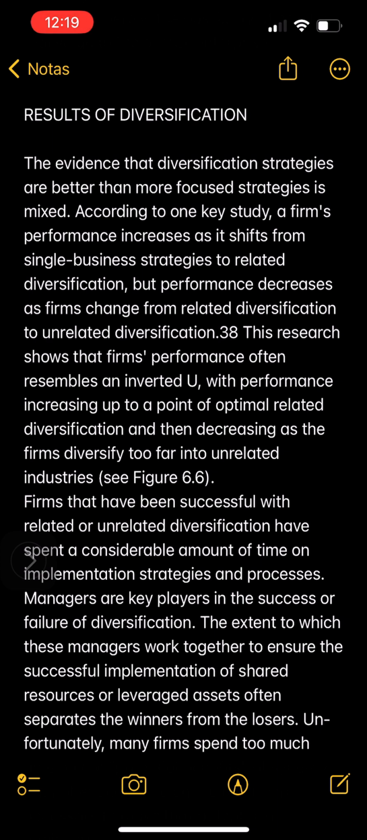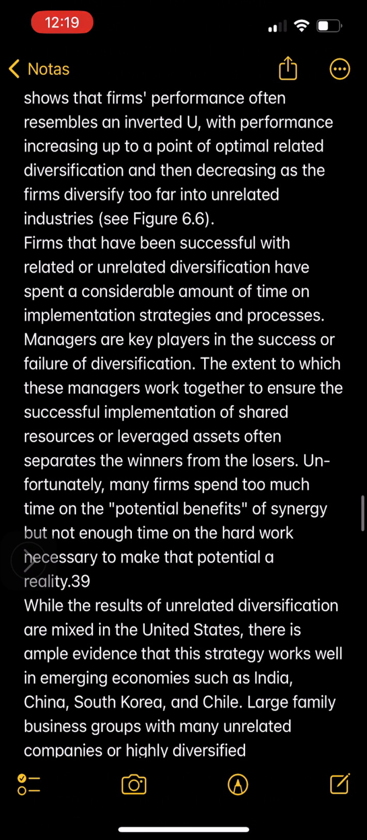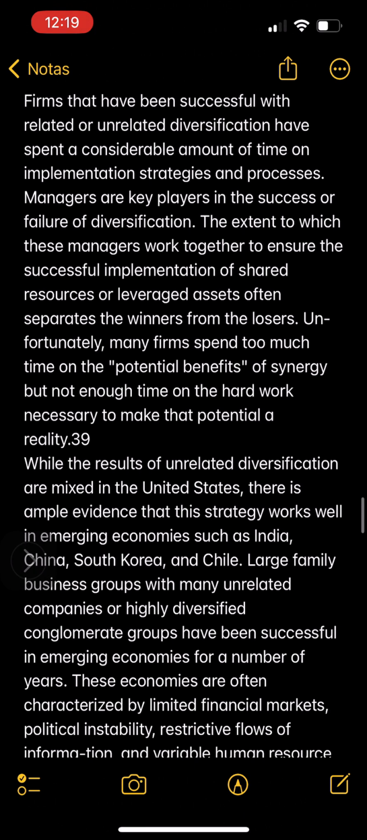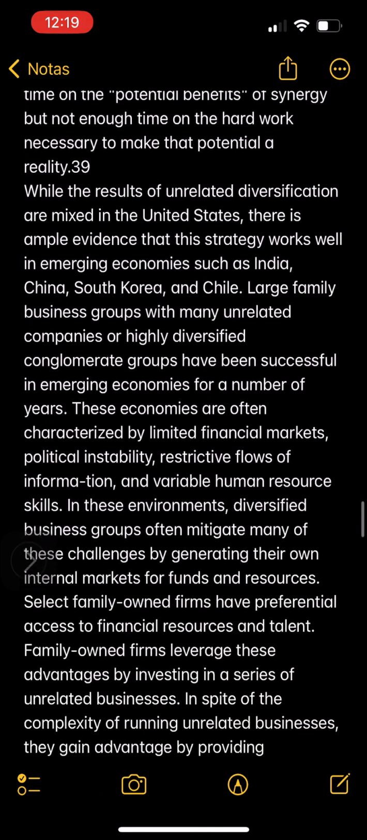Managers are key players in the success or failure of diversification. The extent to which these managers work together to ensure the successful implementation of shared resources or leverage assets often separates the winners from the losers. Unfortunately, many firms spend too much time on the potential benefits of synergy, but not enough time on the hard work necessary to make that potential a reality. While the results of unrelated diversification are mixed in the United States, there is ample evidence that this strategy works well in emerging economies such as India, China, South Korea, and Chile.